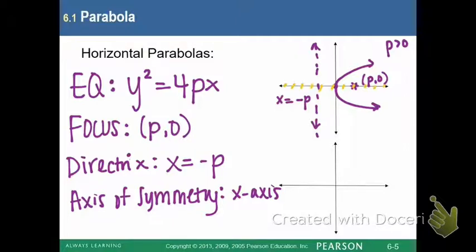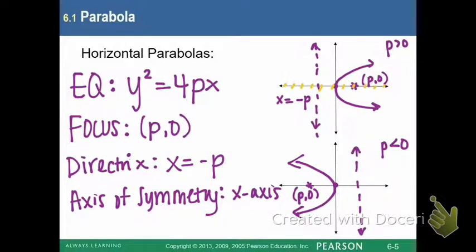Okay, so going back down here, this one is going to open left. We can tell it opens left because p is going to be less than 0. So the vertex is at (0, 0), and it's going to open to the left. The focus will be here, which is again at (p, 0). Remember, p is negative in this situation, so it makes sense that you go left. And then that same amount, you go right to draw in the directrix.